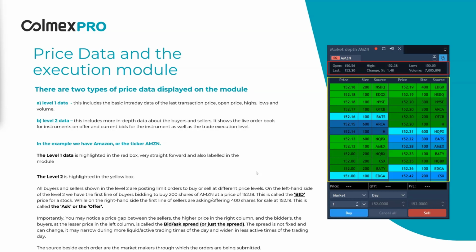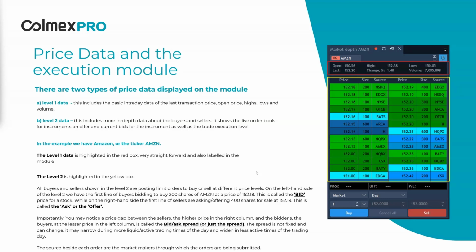Importantly, you may notice a price gap between the sellers, the higher price in the right column, and the bidders, the lesser price in the left column. This is called the bid-ask spread, or sometimes just the spread. The spread is not fixed and can change at any time. It may narrow during more liquid and active trading times of the day and widen in less active and less liquid times of the trading day.